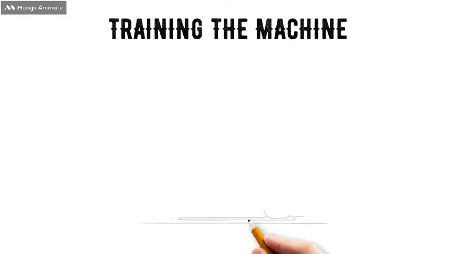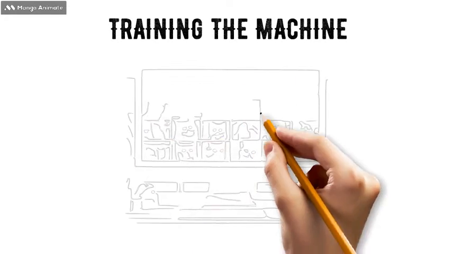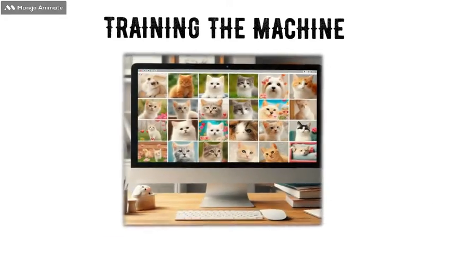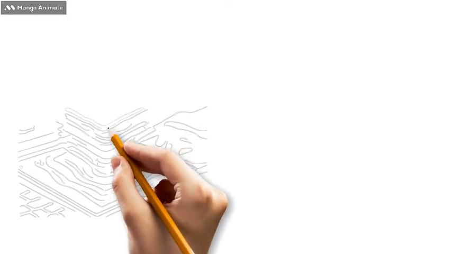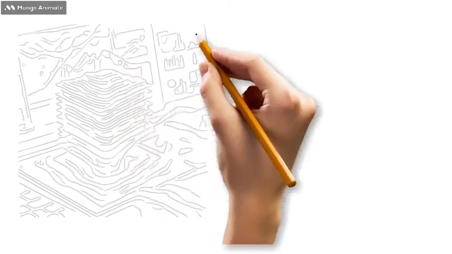Imagine showing a computer thousands of pictures of cats and dogs. But unlike traditional programming, deep learning doesn't need you to tell it what a cat or dog is. Instead, it uses layers of interconnected artificial neurons. Each layer learns to recognize simpler features in the images, like edges, shapes, and colors.